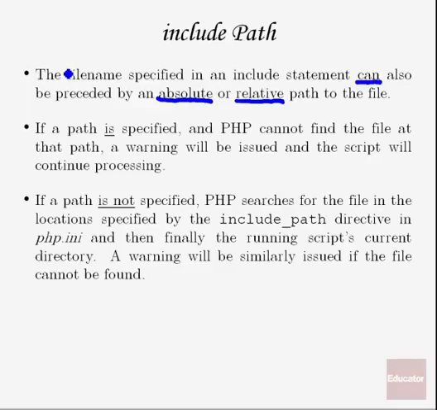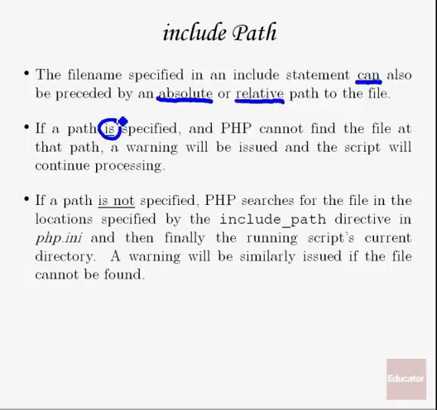Now if a path is specified, then PHP is going to go and look at the exact location you specified, whether it's through an absolute path or a relative path. And if it can't find the file, it's going to issue a warning at that include statement, but then it's going to continue processing the rest of the file.